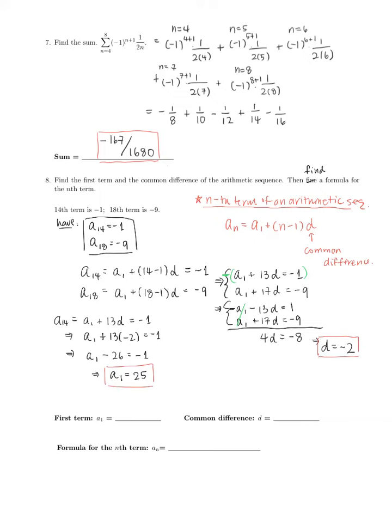Okay, so let's fill in the blanks here. So the first term, a sub 1, is going to be 25, and the common difference is negative 2.